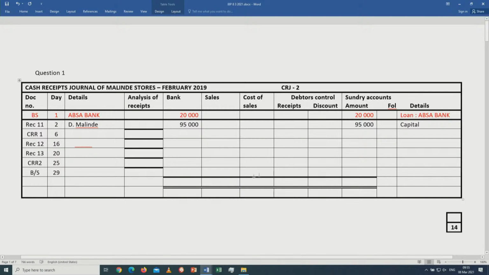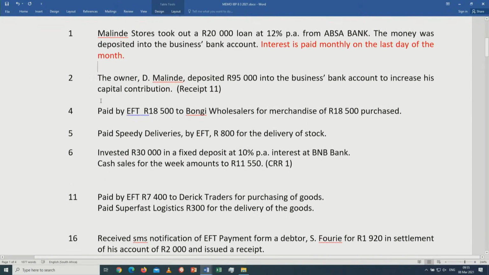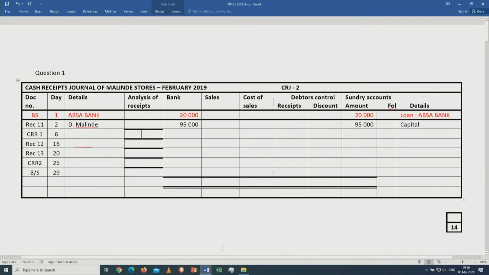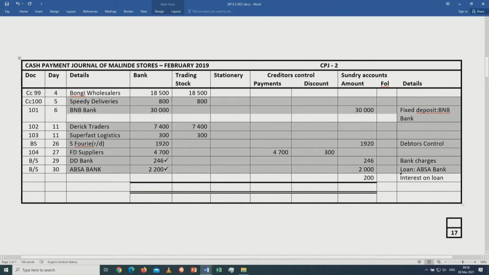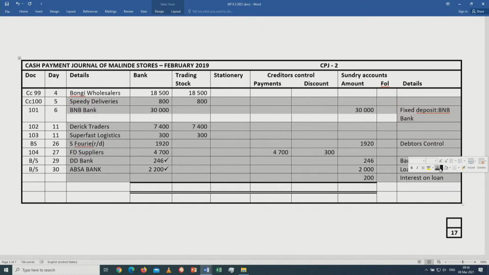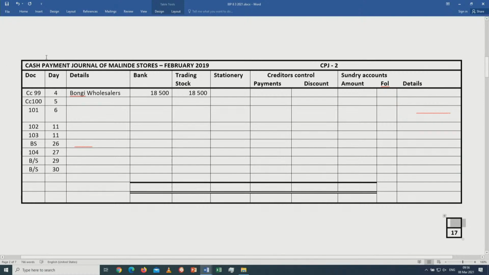Then paid number 4, let's go to our question again. On the 4th, paid by EFT 18,500 to Bongi wholesaler for the merchandise of 18,500 purchased. So meaning in this case what happened? We have paid. So if we have paid, we can't take it to receipt, we must take it to our payments. So it will look like this under our payments. I just want to leave it white so that we can follow each other. It will be on the 4th, Bongi wholesalers, 18,500 through the bank.